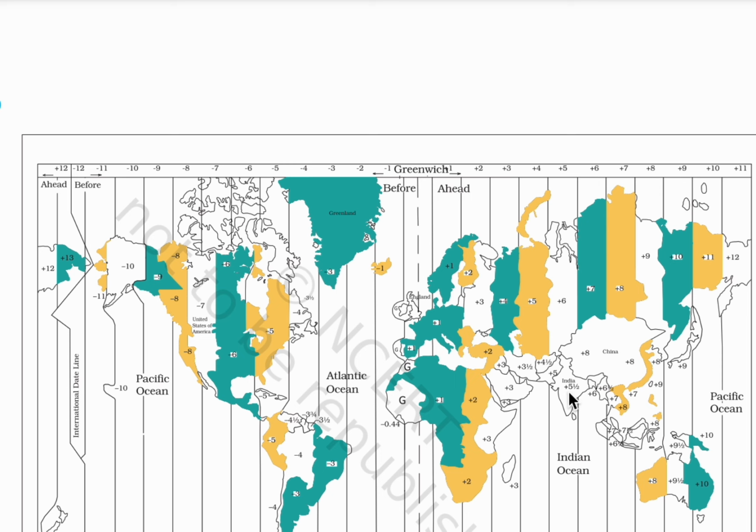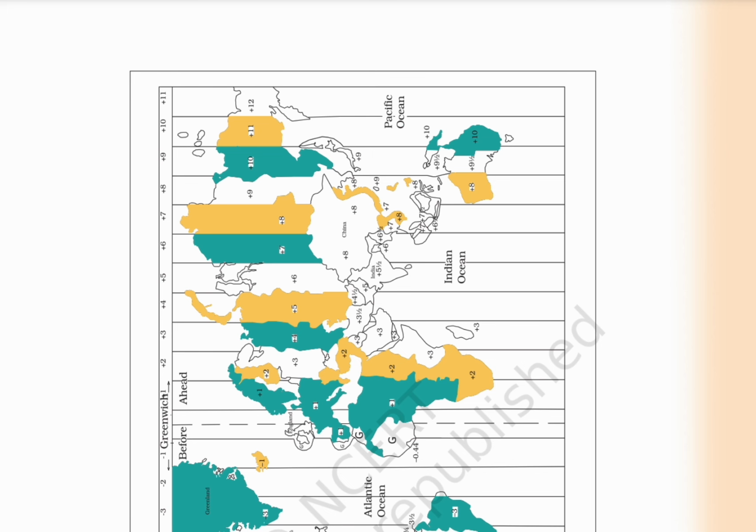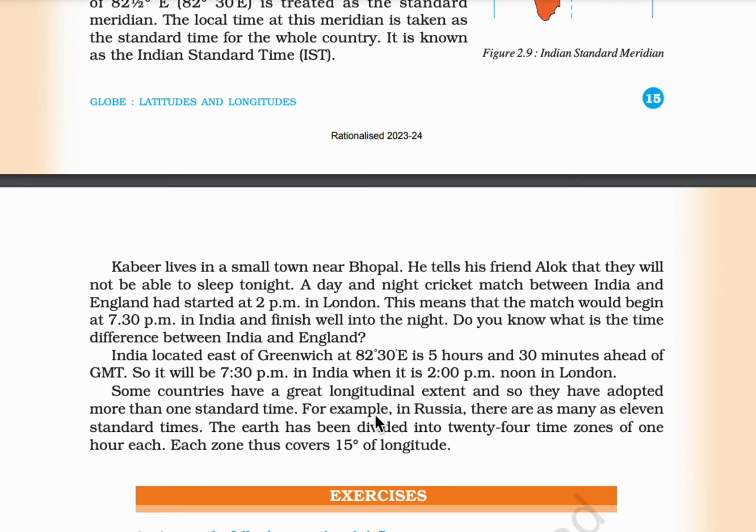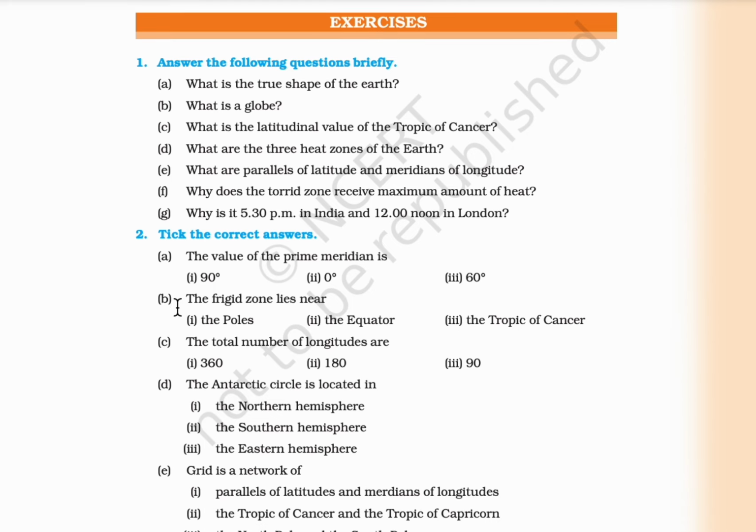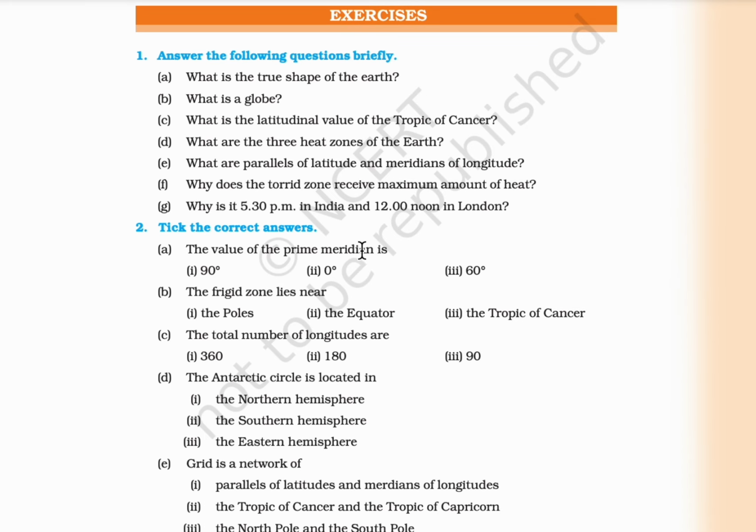When we measure from 82.5 degrees longitude, it will be 5.5 hours more. So that's why when it is 12 noon in London, it will be 5:30 p.m. in India. Next, the value of the prime meridian is 0 degrees longitude.